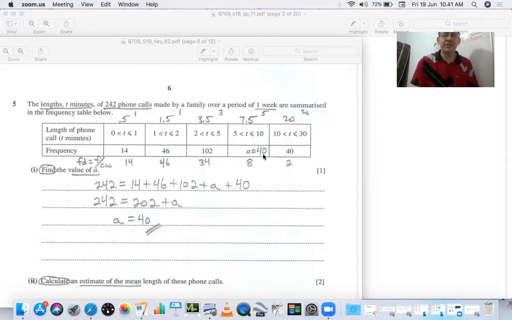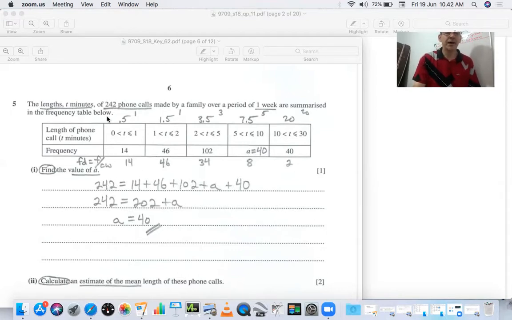5 to 10 minutes is this A. We're going to have to calculate the A here. I already have it put in. And then 10 to 30 minutes, there were 40 calls, and they don't have anything listed more than 30 minutes. So the first thing that they want us to do is find the value of A. Well, your frequency has to add up to the total. So it says there's 242 phone calls, and so this lists all of them but one set.